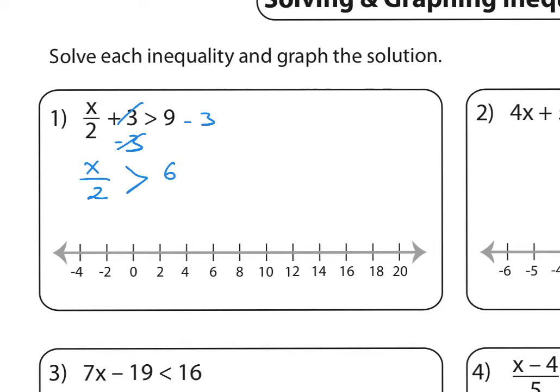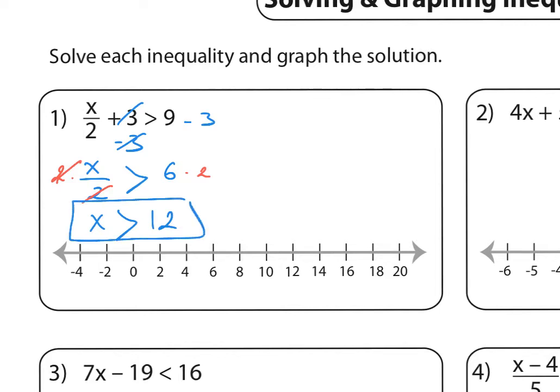Right? And the next step is we need to get rid of 2 in the denominator here. So we need to multiply by 2. So we're going to multiply by 2 here. All right, I'm going to multiply by 2 here. And we're going to simplify 2 here. So we're going to get x greater than 12.